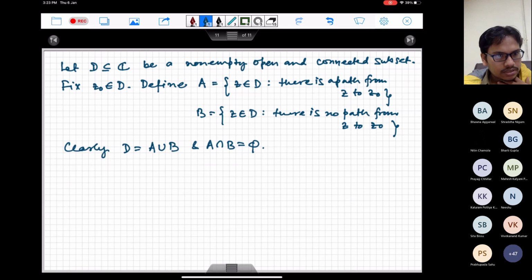Z naught can be any point from the... Yes, no, Z naught is fixed. Z naught I have fixed, and I have defined A and B like this. And I am asking, suppose I am able to prove that D is equal to A, then will you agree that I am done? So if you agree, tell me how do you agree?